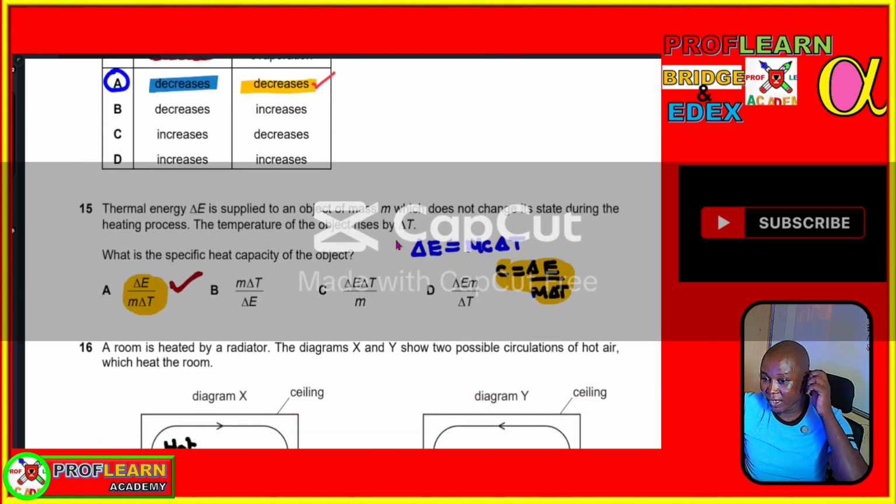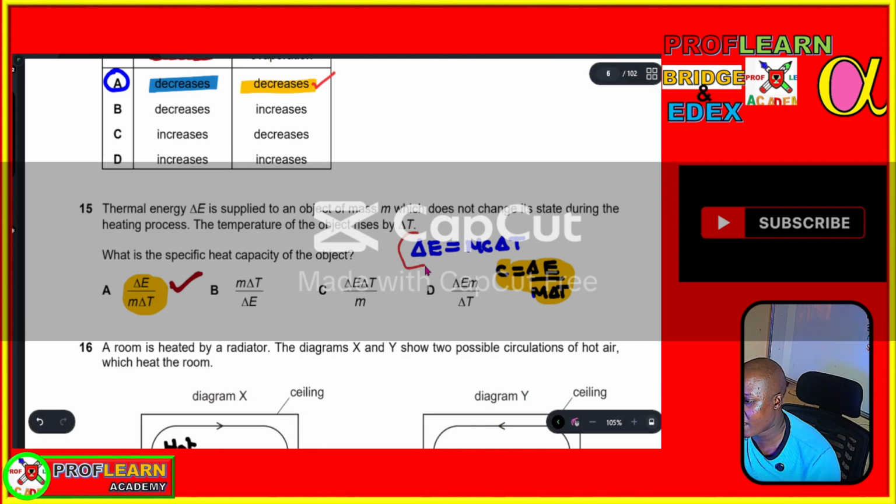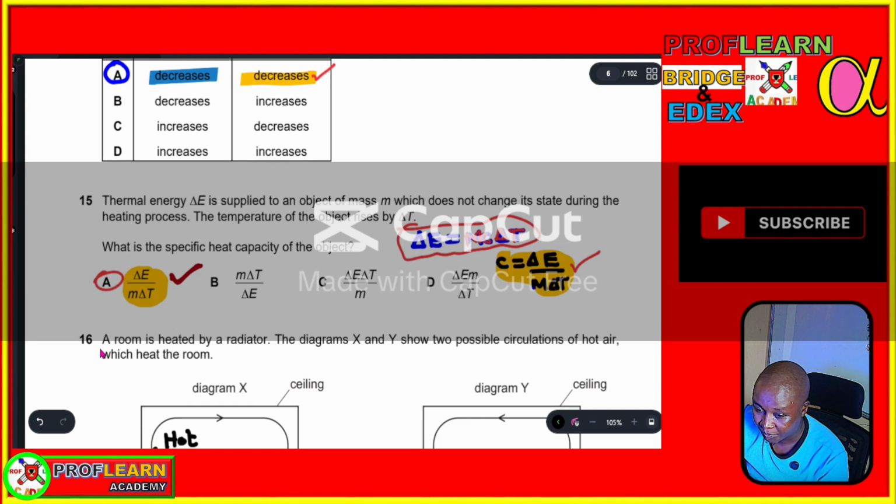Number 15, thermal energy E is supplied to an object of mass m which does not change its state during the heating process. The temperature of the object rises. So we know that thermal energy is equal to m c change in theta, where m is the mass, c is the specific heat capacity, and change in theta is the change in temperature. Then if we want to work out specific heat capacity, we shall divide both sides by m change in theta, and the answer is going to be A in that case.